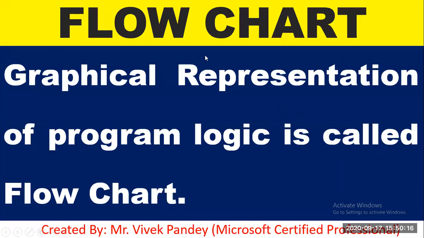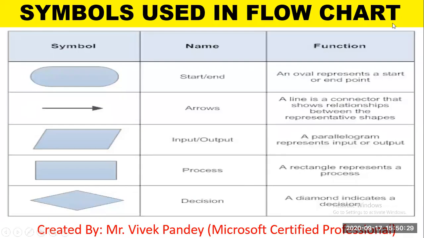What is a flowchart? Graphical representation of program logic is called a flowchart. So dear student, graphical or pictorial representation of program logic is called a flowchart. Symbols used in flowchart. Following are the symbols used in a flowchart.